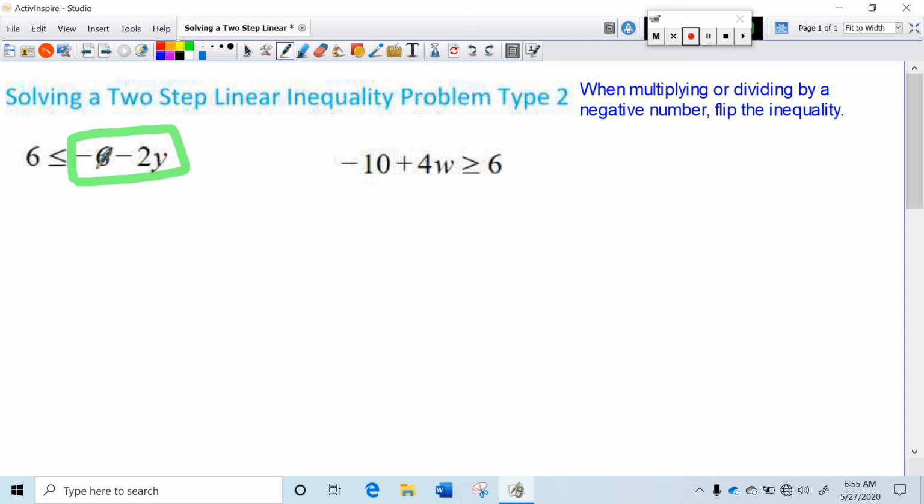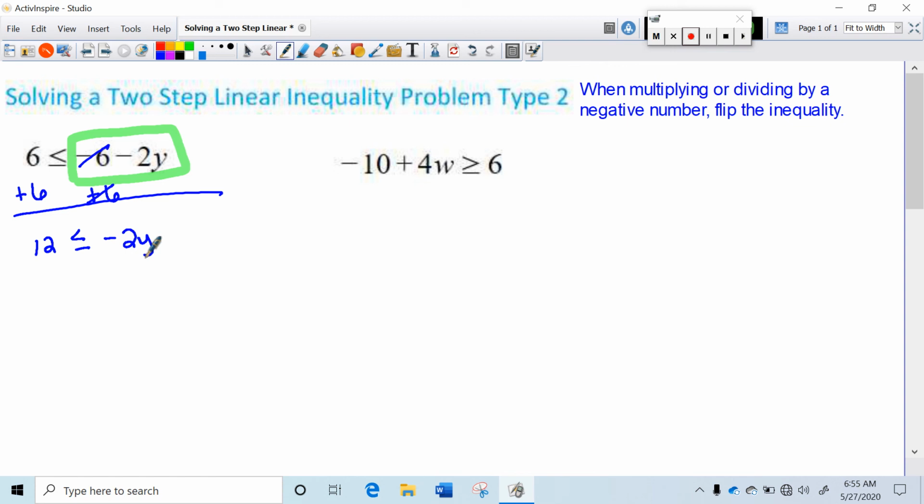So I want to actually do the opposite of -6. The opposite of -6 is +6. So I have to put a +6 on both sides. So 6 plus 6 is 12. Bring down the less than or equal. Opposites cancel. Bring down the -2y.